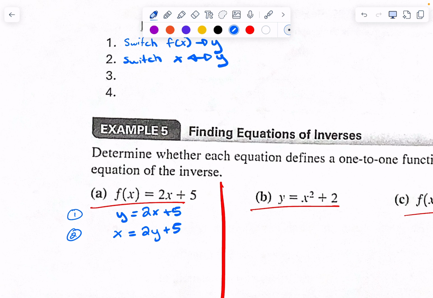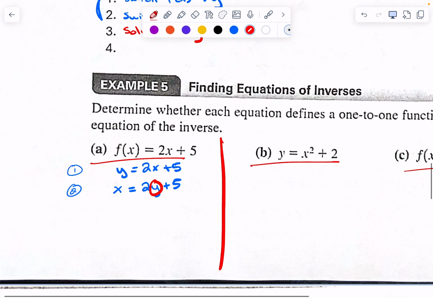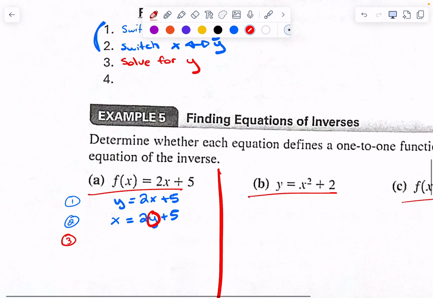A lot of people do steps 1 and 2 at the same time. You can switch to y and then switch the x and y, all in one step. Step number 3 is the hard step. This is the meat and potatoes of it: solve for y. Now that y is over here, I have to get that y by itself, so step 3 requires the most work.